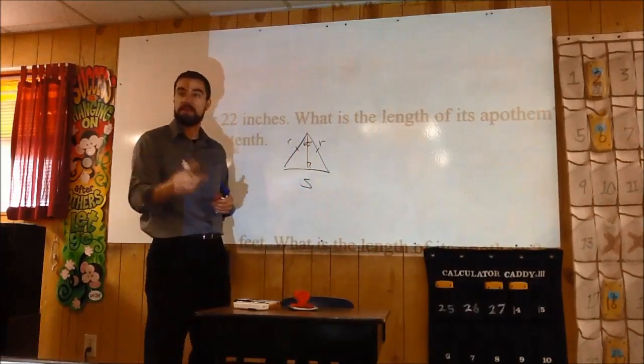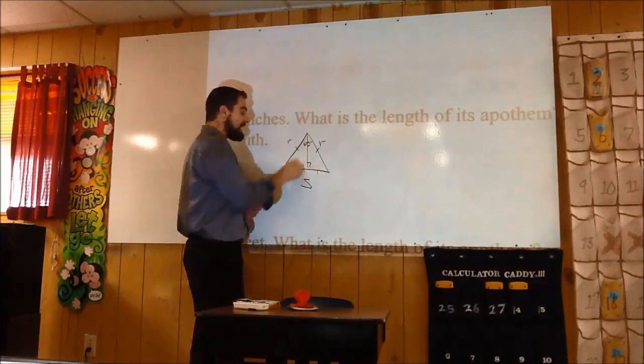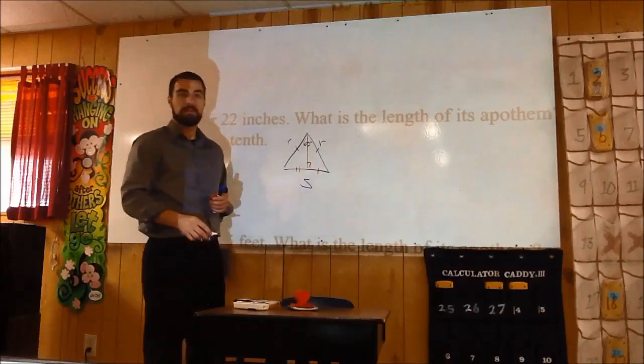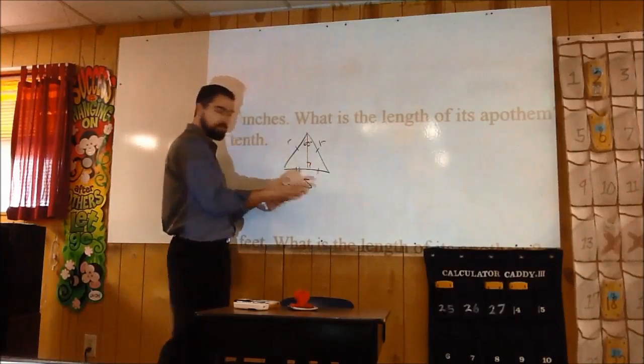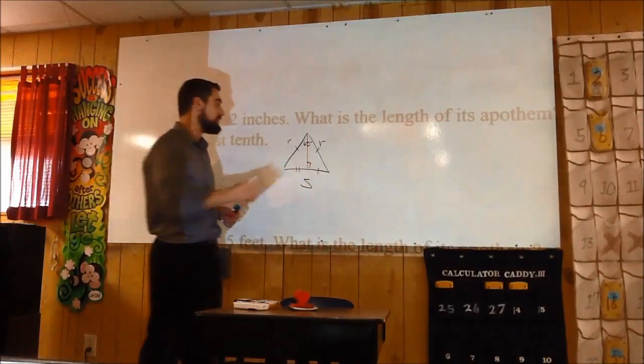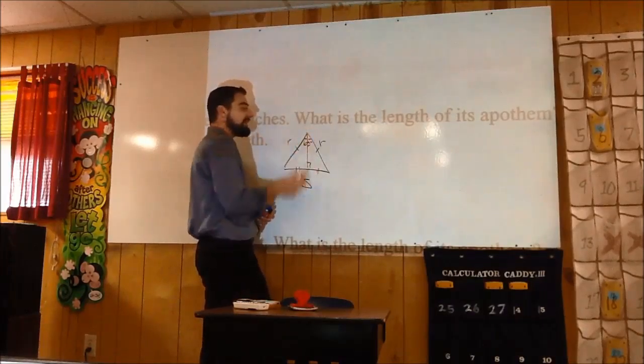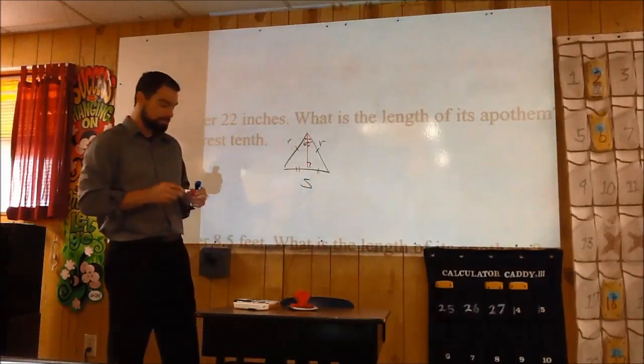Then we're going to introduce that apothem, which is the altitude of this isosceles triangle. It's going to do 2 things. It's going to bisect that opposite side, which is one side of this regular hexagon, and it's also going to bisect that vertex angle up top.